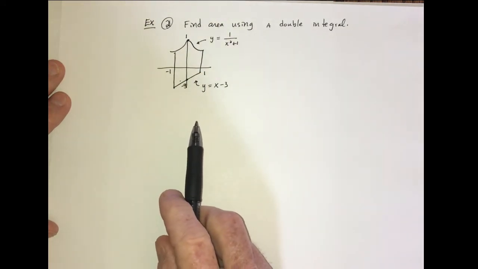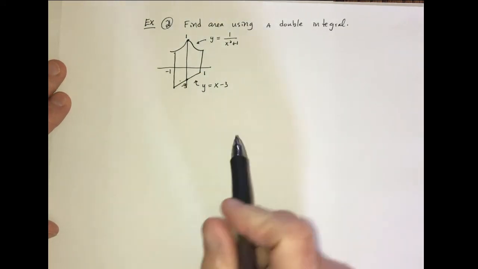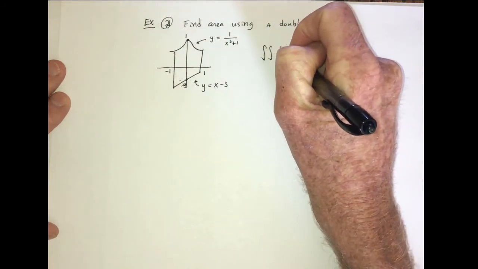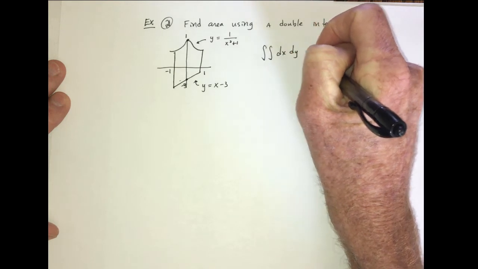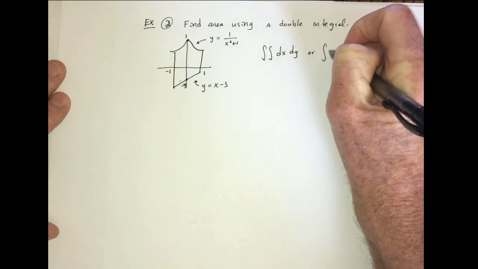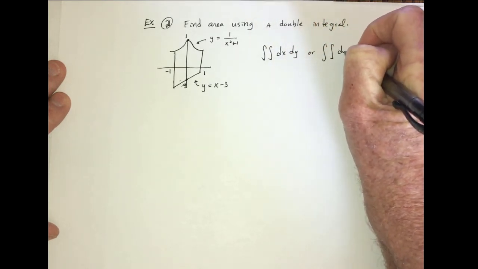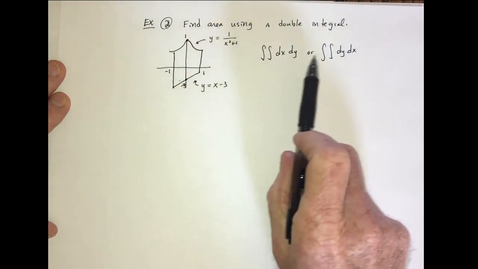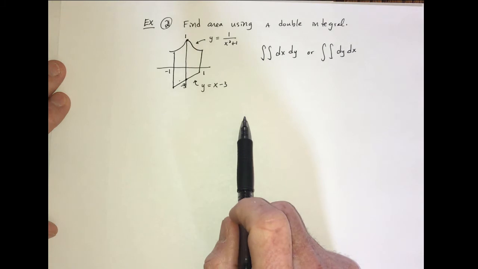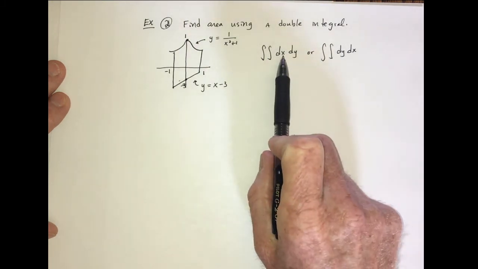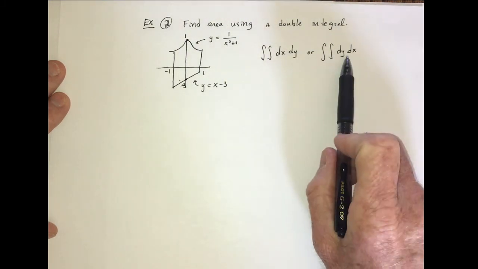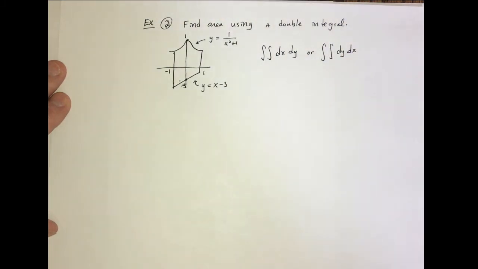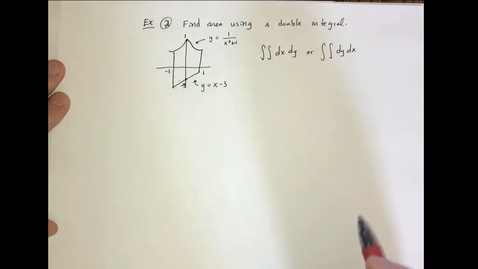Now when you do a double integral, you can do double integral dx dy. Or you can do double integral dy dx. And they will both give you the same answer. But there are times when this one's going to be easier, and there's times when this one's going to be easier. It all depends on the region that's being talked about.